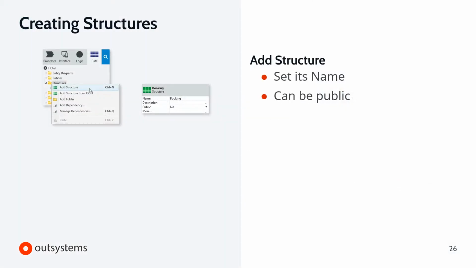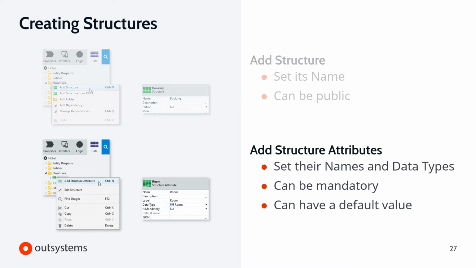To create a structure, we can just go to the Structure folder in the Data tab and right-click it to add a new structure. Besides setting the structure name, you can also set it to public or not, meaning that it may be used in other modules or not. As for the attributes, it is mandatory to have at least one attribute. To create a structure attribute, right-click the structure and add a new one. Set its name, and select the data type. You may also set it to be mandatory, and if it is not mandatory you can set its default value.